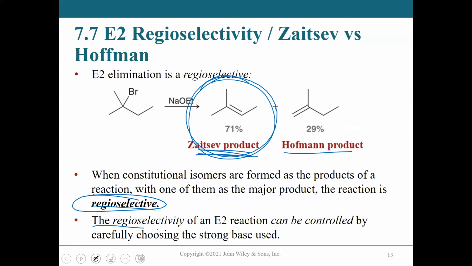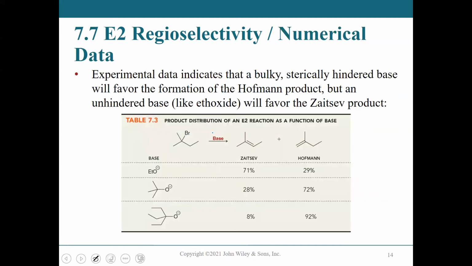The regioselectivity of an E2 reaction can be controlled by choosing the strong base carefully. If I use a Hofmann base, for example tert-butoxide, I can reverse these percentages just by changing the type of base. So this 71 and 29. Here's an example. I have the same substrate, this alkyl bromide. The name for this bromide will be 2-bromo-2-methylbutane.